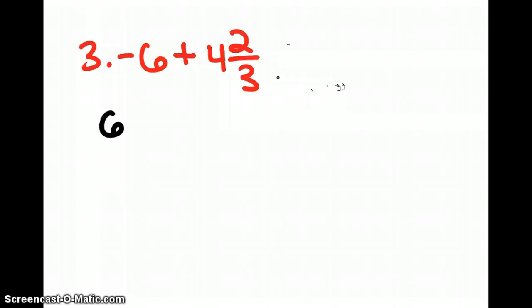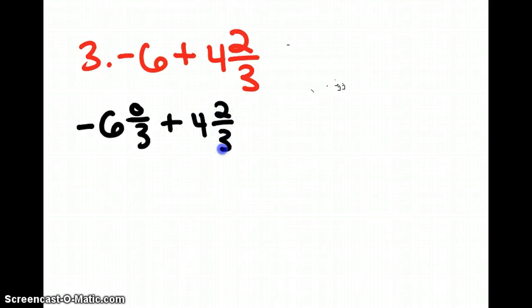So it's going to be negative 6 and 0/3 because there is not another whole that we have filled, or at least fractions of a whole that we have filled. So it will be negative. This is changed into negative 6 and 0/3 plus 4 2/3.